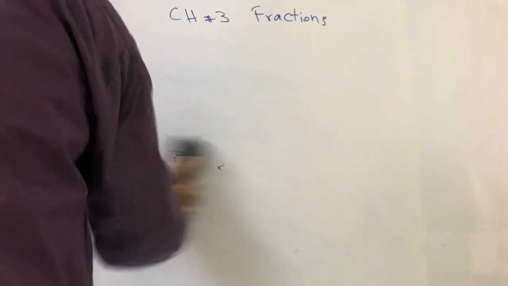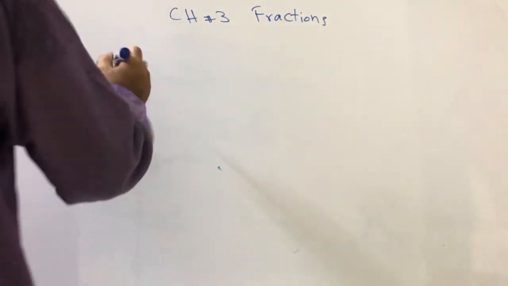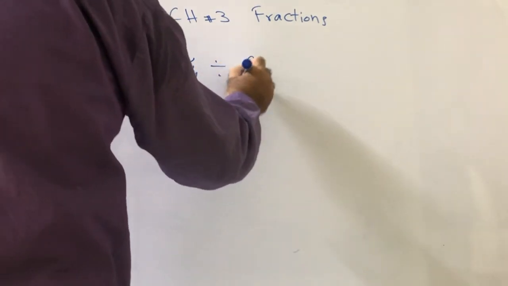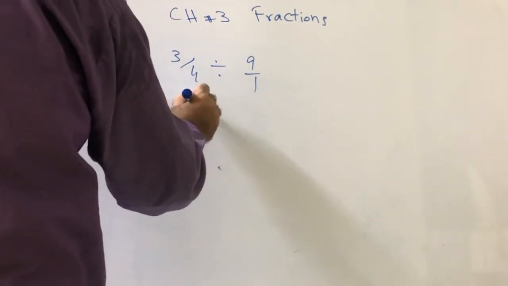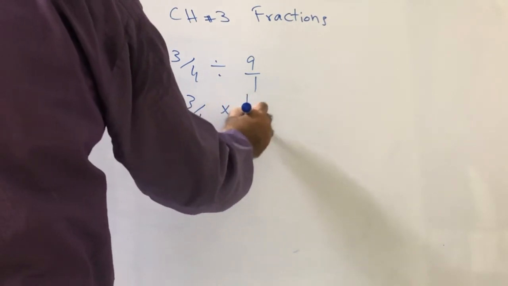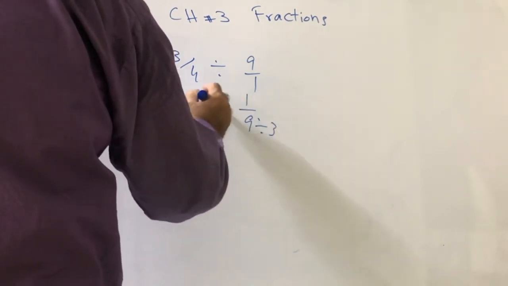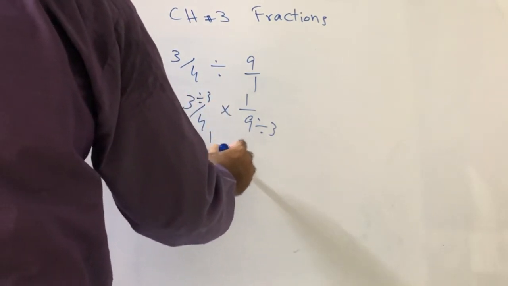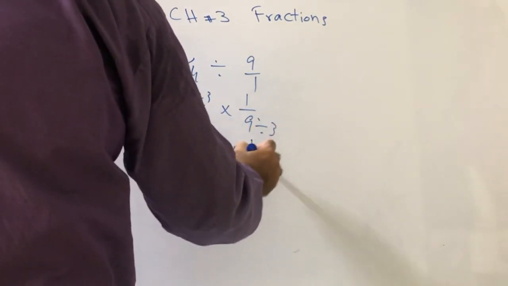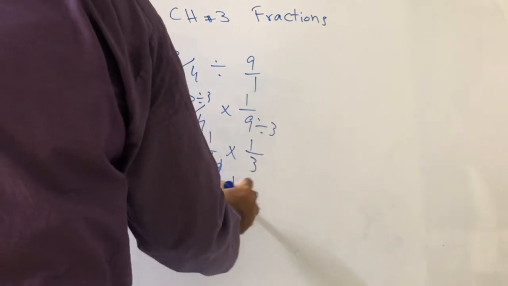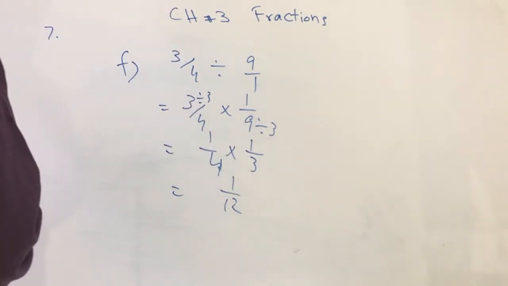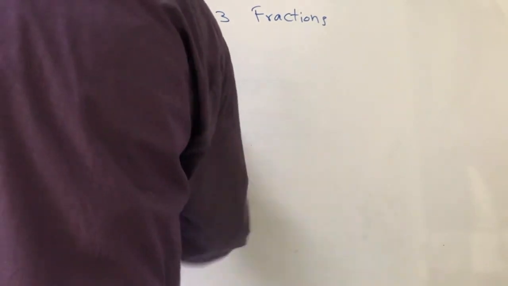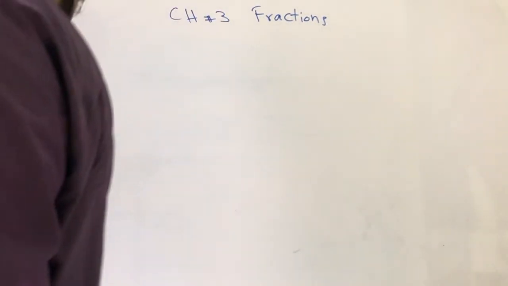Then we are doing the last part of this 7. F, 3 over 4 divided by 9. We can write it like this. So what we are doing is multiply 1 over 9. Divide this with 3, divide this with 3. This is simplification. 3 divided by 3 is 1, 1 over 4 into 1 over 9 divided by 3 is 3. So we get 1 over 4 into 3, 12. 1 over 12 is the answer for this part. Okay. So we have done 7th question, page number 37.